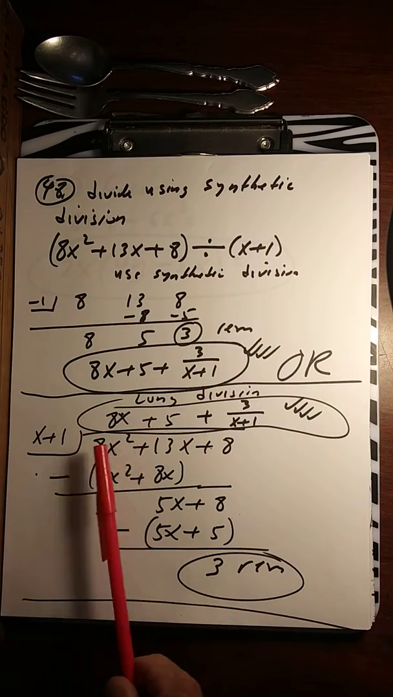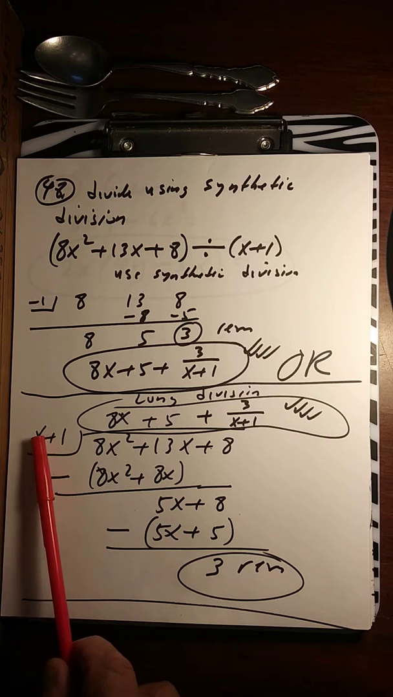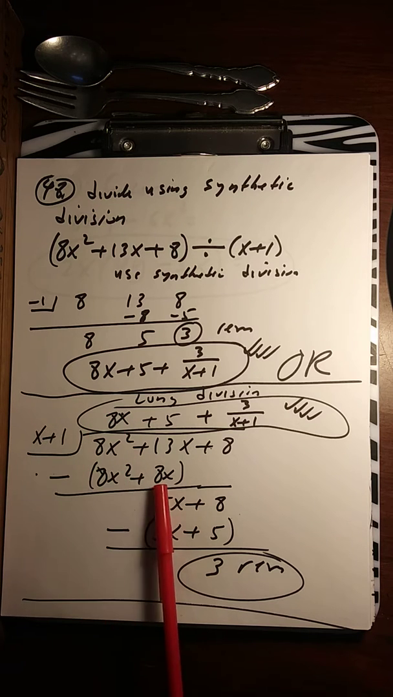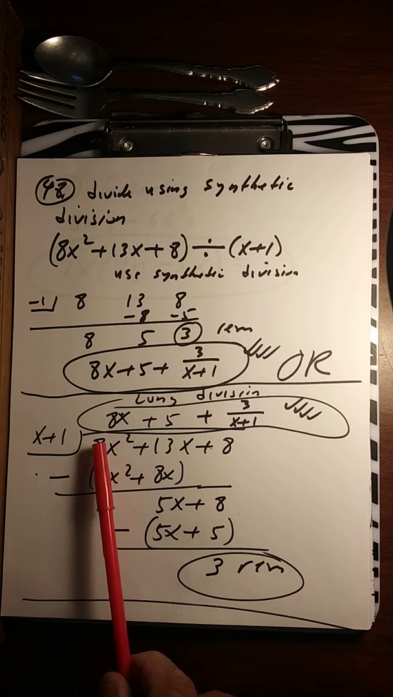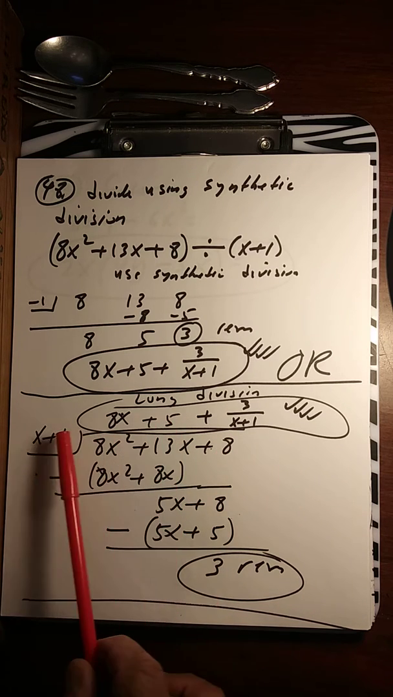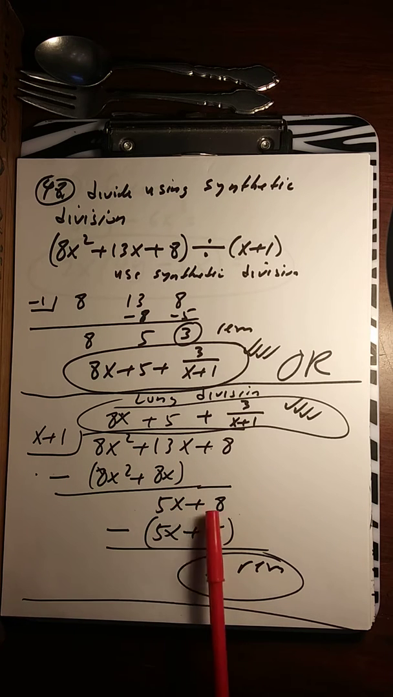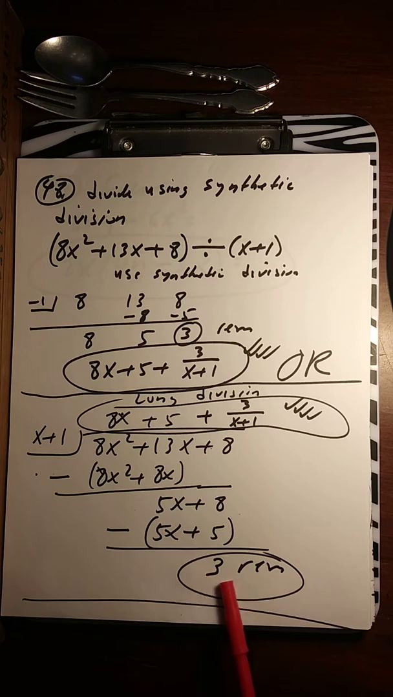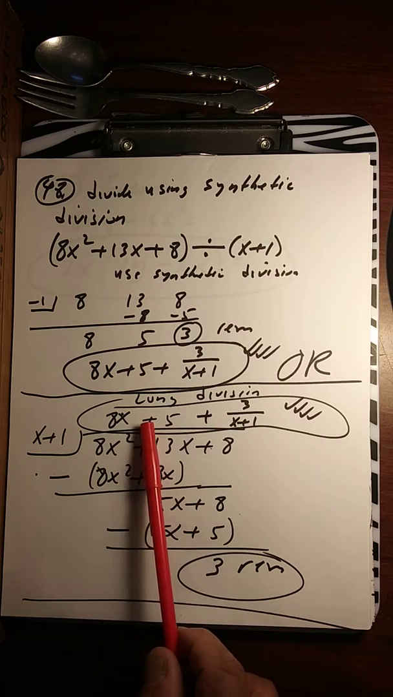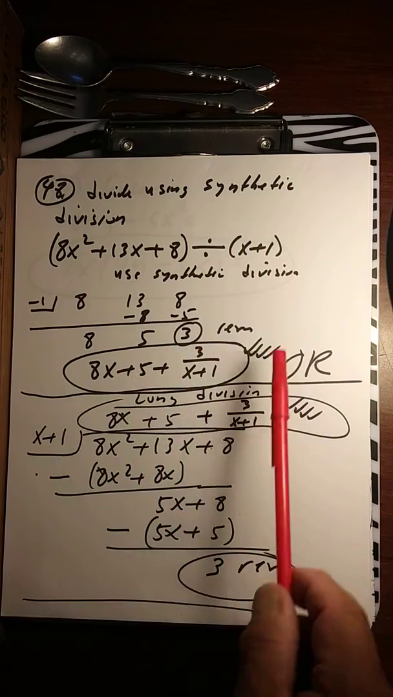Now, long division. 8x squared plus 13x plus 8 divided by this. So 8x times that is 8x squared. That turns out is 8x. Subtract this minus this. This minus this. 5x and 8. So now 5 times that is 5x, 5 times that is 5, 5 minus 5 is gone, 8 minus 5 is 3, remainder. So bring it up here, 8x plus 5, 3 over x plus 1, this one or this one, same thing.